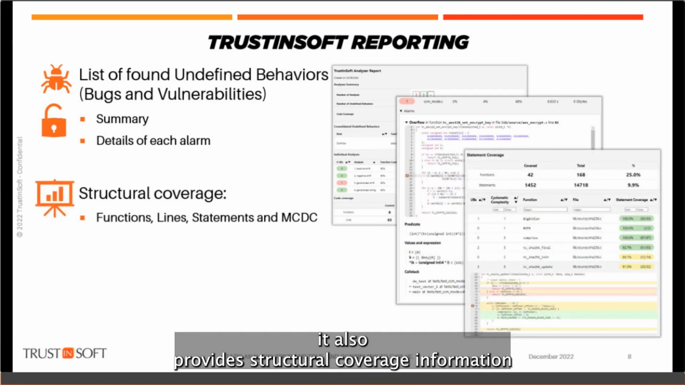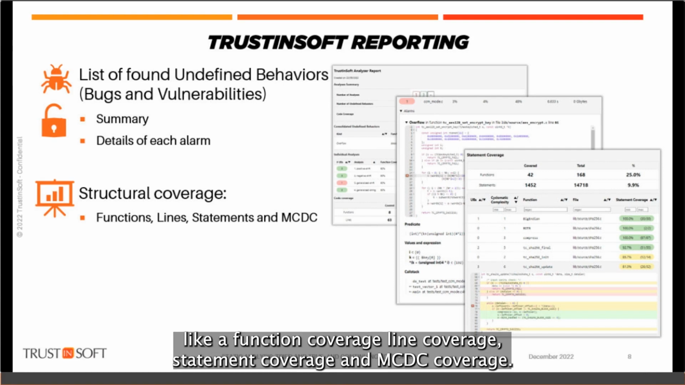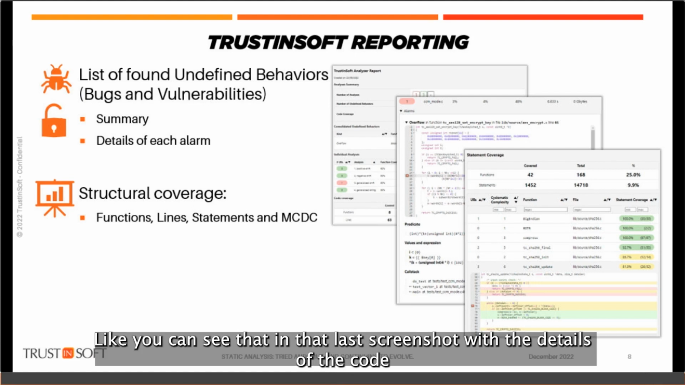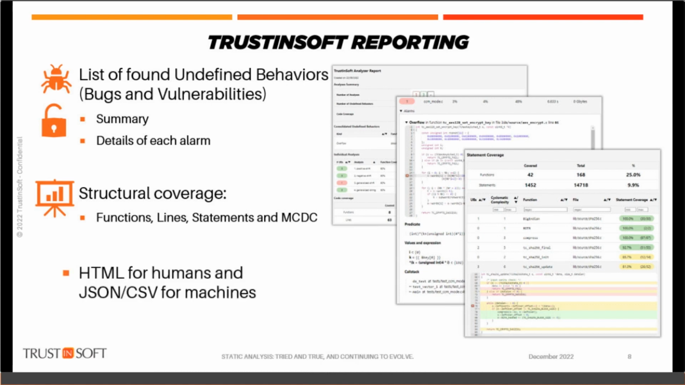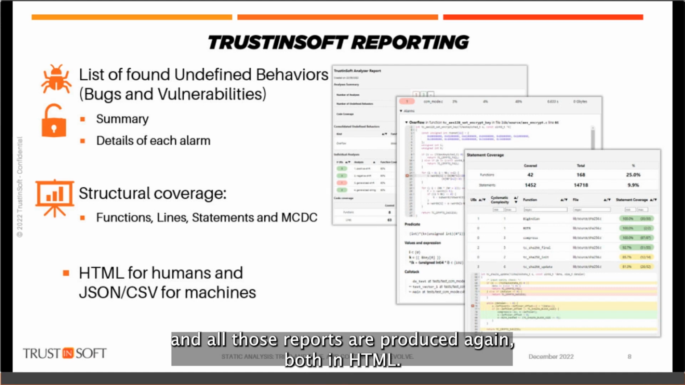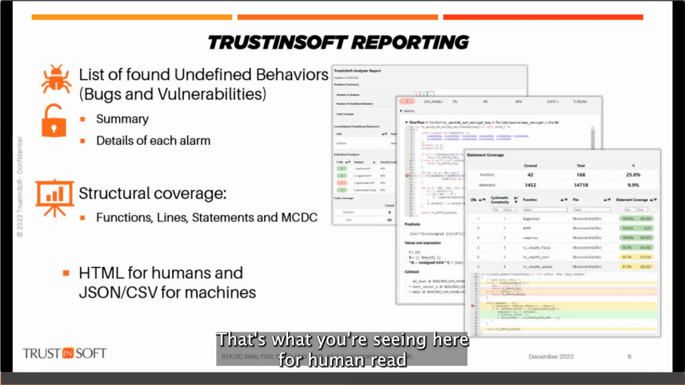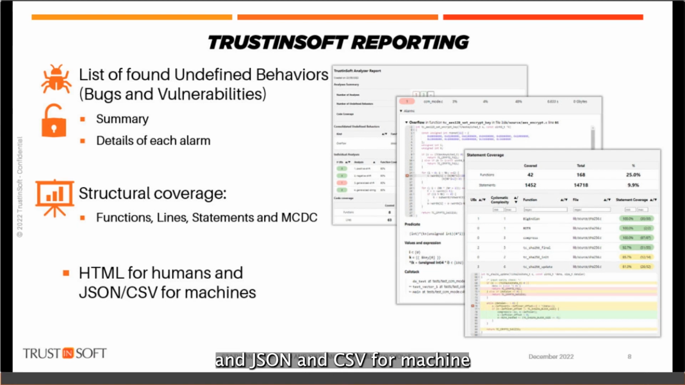It also provides structural coverage information like function coverage, line coverage, statement coverage, and MCDC coverage, like you can see in that last screenshot, with the details of the code and the lines fully covered, partially covered, and not covered at all. And all those reports are produced, again, both in HTML, that's what you're seeing here, for human read, and in JSON and CSV for machine processing if necessary.